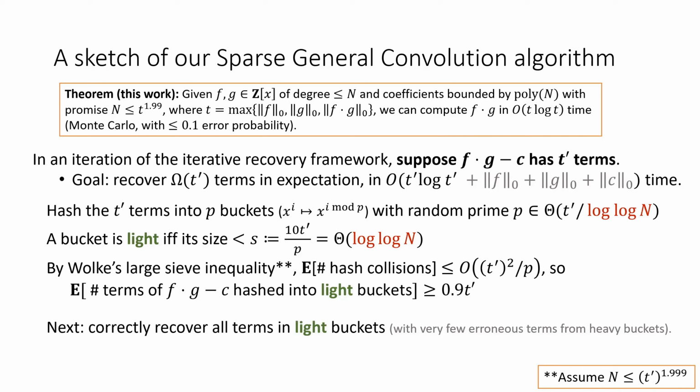The next step is to correctly recover all the terms in the light buckets. A priori, we don't know whether a bucket is light or heavy, so we could also produce some erroneous terms coming from the heavy buckets. But this is fine because there are so few of them, and we can still keep making progress.